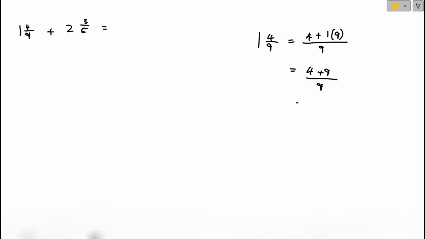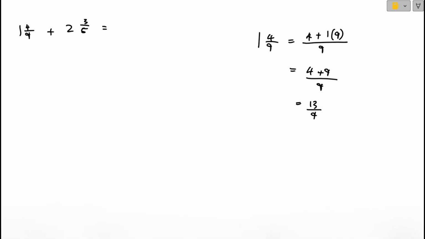Okay, let's just have a look at one more to try and cement everything that we have just learned. So we have 1 with 4 over 9 plus 2 with 3 over 5. Okay, let's have a look at 1 with 4 over 9. So I can say 4 plus 1 times the denominator, 4 plus 9, will give us 13 over 9.